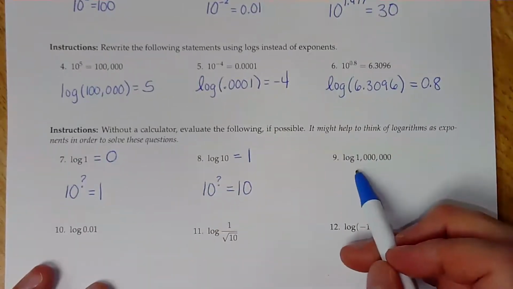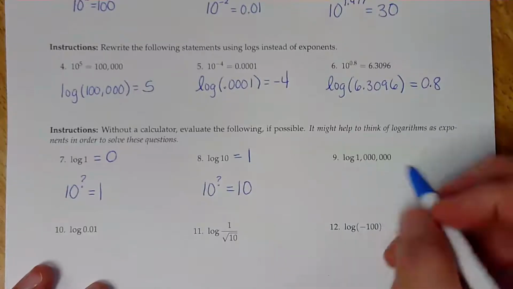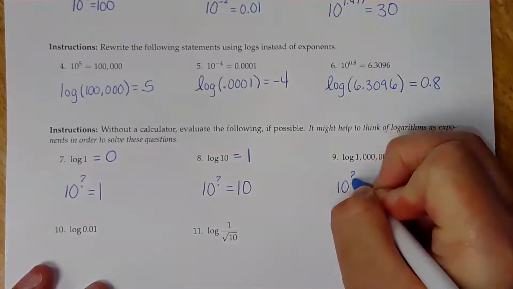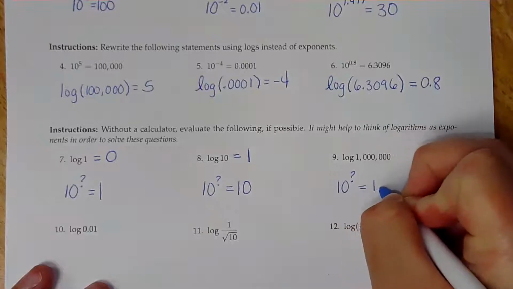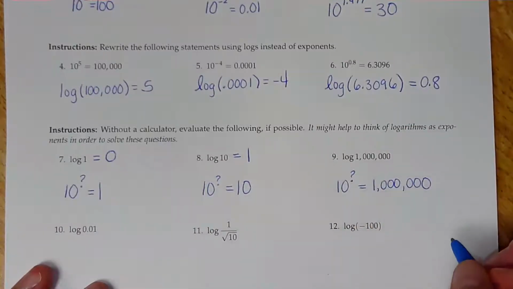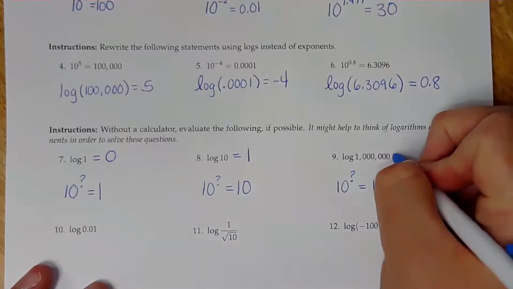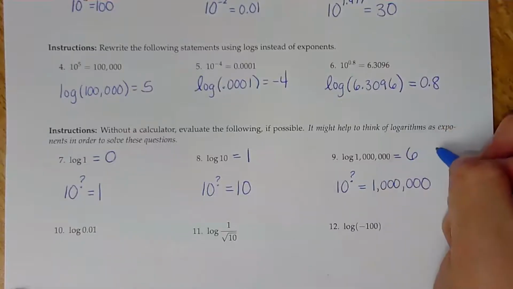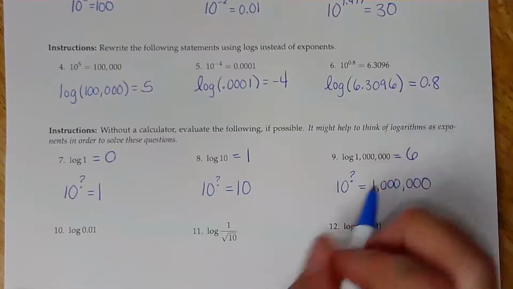All right, log of a million. So we're looking for 10 to the question mark is equal to 1 million. Well, that would be 10 to the 6th is going to be equal to a million. So log of a million is equal to 6. It's equal to that exponent.